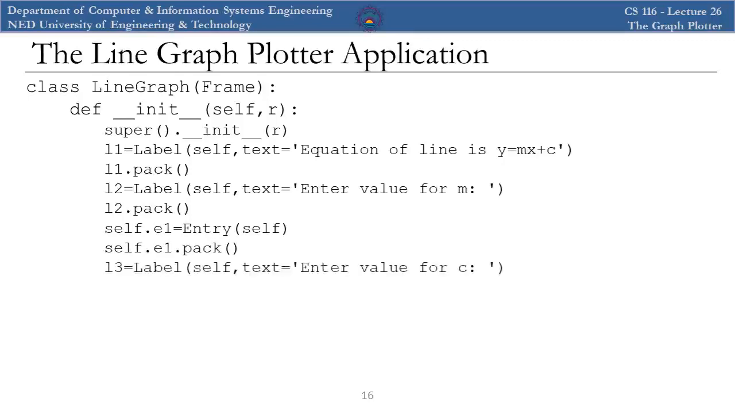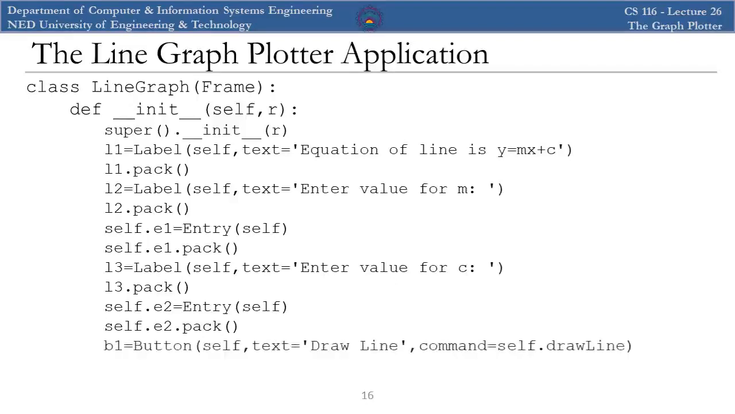Then I place the second label for c, and here is the entry widget for it. Right now I'll place a button here, and that button will make the graph. Actually, we'll call a method that will create the actual line graph. So here's the button, and I'm calling that method draw line. I'll be implementing draw line on the next slide, and then I packed it, and then I packed the frame too. Right now let's come to the main function, which is draw line.